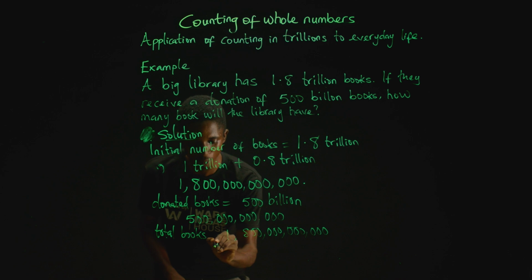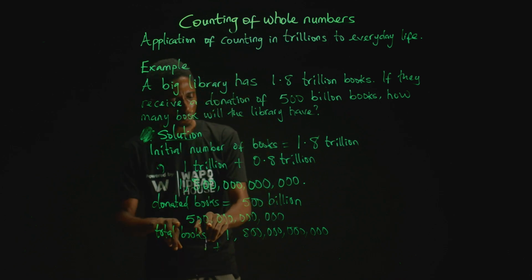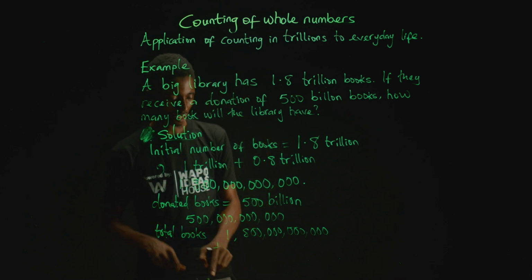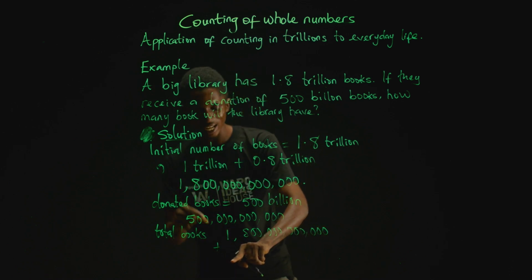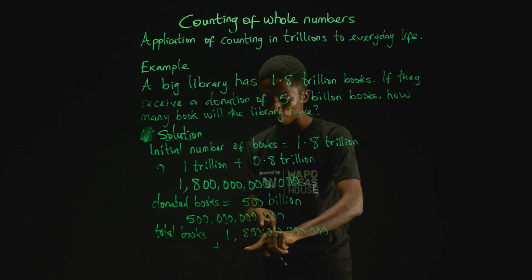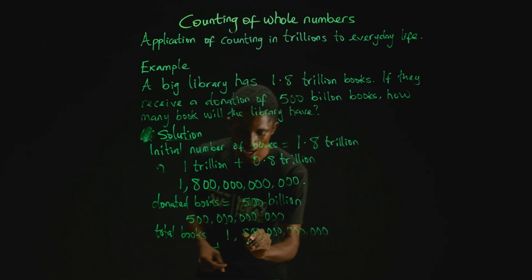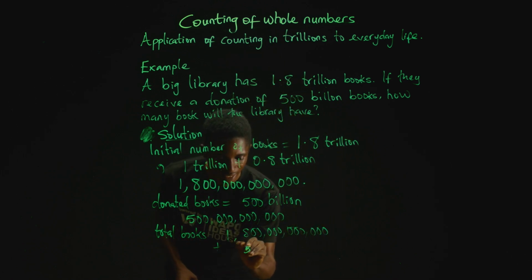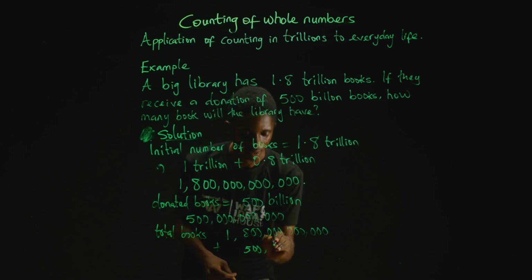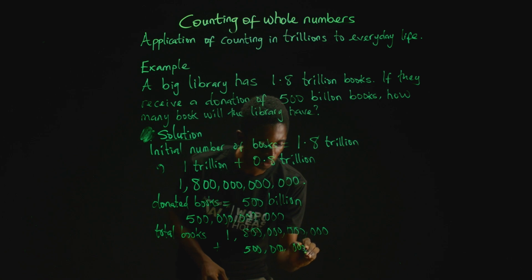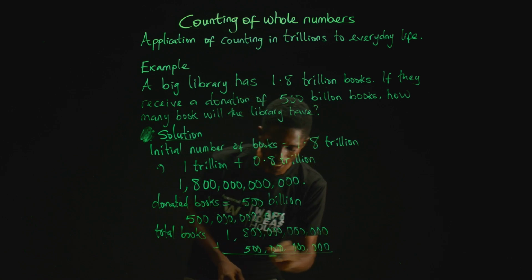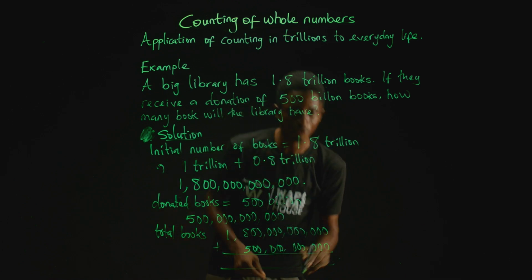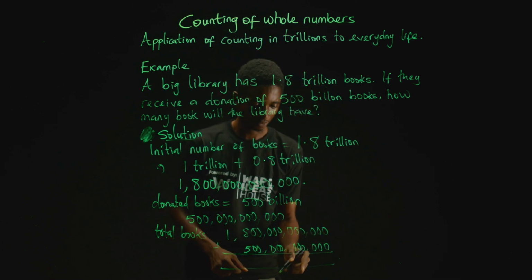1,800,000,000,000 plus. Now, recall that this is in billion, so you cannot write it under the trillion place value. Instead, you move to the billion place value, which is next. So our 500 will start here. Then 0, 0, 0, 0, 0, 0, 0, 0, 0. Now let's close that up and perform the sum.